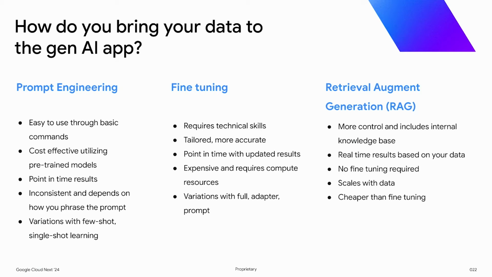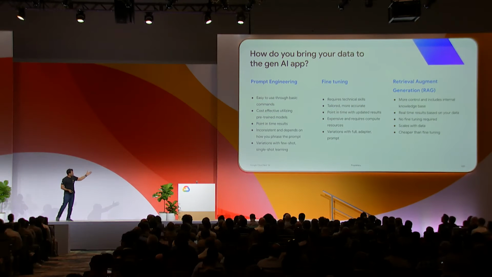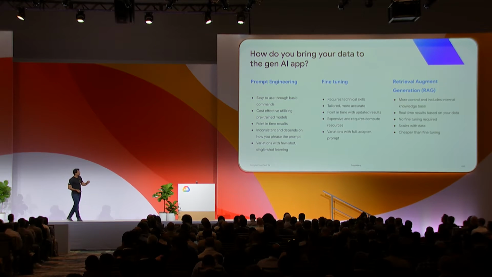Then there's fine-tuning. Fine-tuning basically takes all the labeled data, and then it retrains it with your enterprise data, your company data, or your industry data as well. So this is almost like going back to school. The way I kind of explain this is like updating an app on your phone. You have to update the entire app for you to see the new results. So of course, it requires a little bit more technical skills, but it's more tailored, more accurate for you. It's point in time, but still has updated results. It is expensive, for sure. Talk about compute resources. And then you have multiple variations with full adapter and prompt.